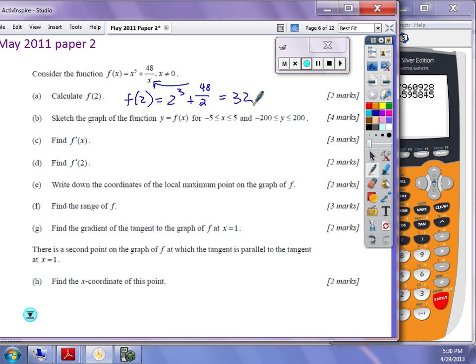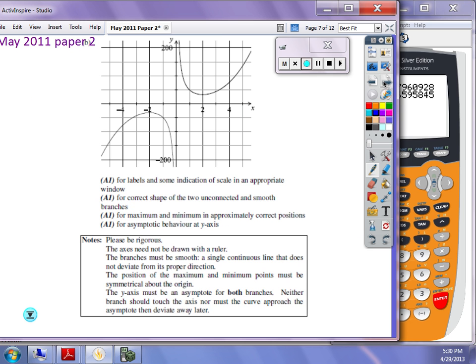Secondly, we're asked to sketch the graph of the function, and they give us a window range, basically. They say we're going to look at x values between -5 and 5, and at y values between -200 and +200. I've cut and pasted the answer key, and I want to talk through some points on the key and things that you need to be looking for.